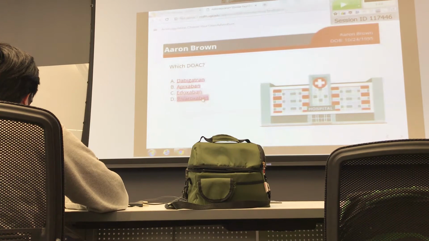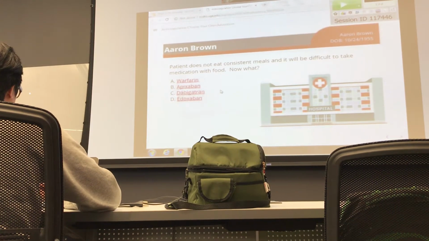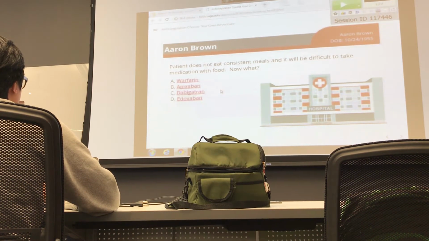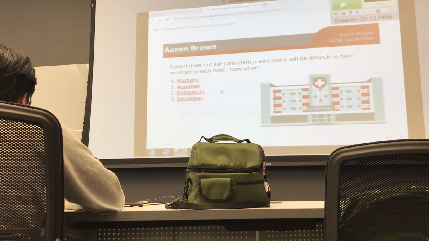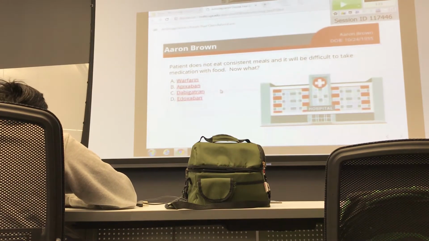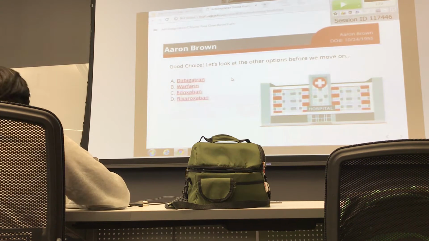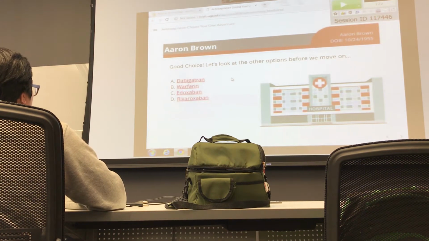So for those who chose rivaroxaban, it says our patient does not eat consistent meals. So remember when we talked yesterday, it is dose dependent, but for rivaroxaban, we do have to worry about the meals that the patient is going to eat. And it may be difficult for him to take it with food if he is inconsistent with his meals. Okay? So that would be a reason for us not to do rivaroxaban for this patient. Let's go back and let's pick apixaban. Good choice. Apixaban is a fabulous choice for this patient.